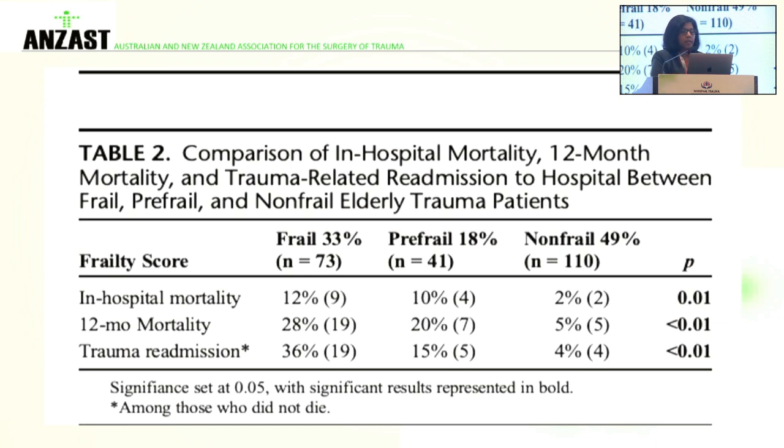So in-hospital mortality in the frail group was 12%, and 12-month mortality was 28%, and trauma readmission rate was 36%. This is really significant. And also the pre-frail group at 12 months had a 20% mortality rate.